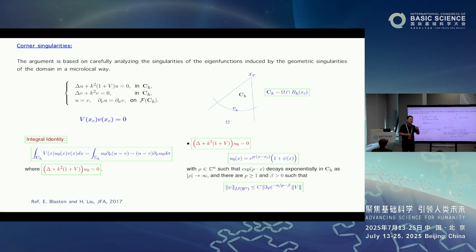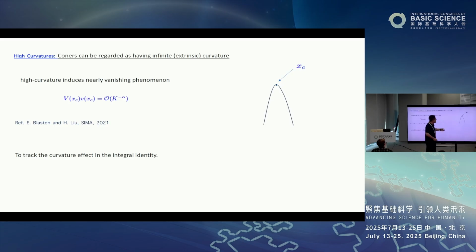Now you can see, based on this simple example, we can immediately see whether this corner is necessary. No, as long as this domain is curved enough to generate a complex vector with that kind of behavior, that's enough. So that means we can have this Vxc times this small Vxc is of order k to the minus alpha. This k is the mean curvature at that point, and this alpha is the regularity parameter. The more regular the PDE solutions, the faster the decay.